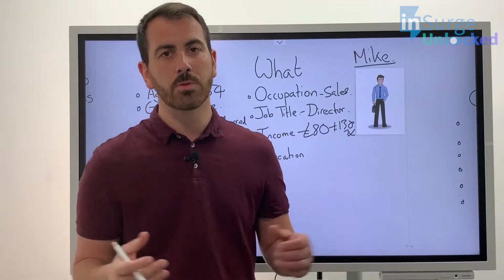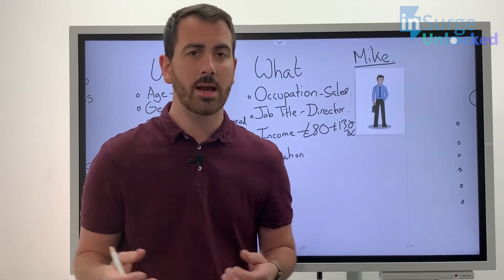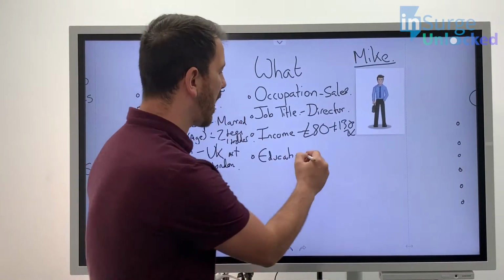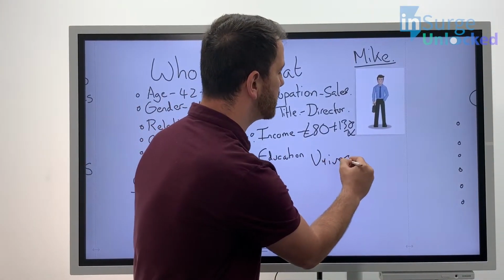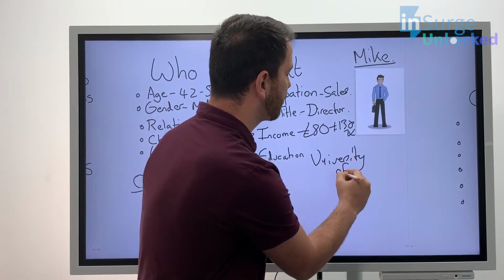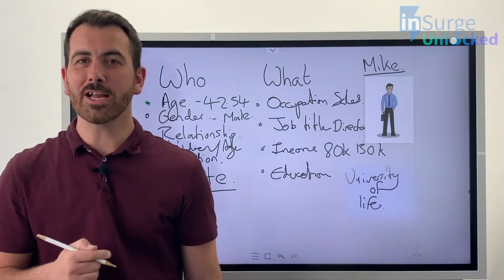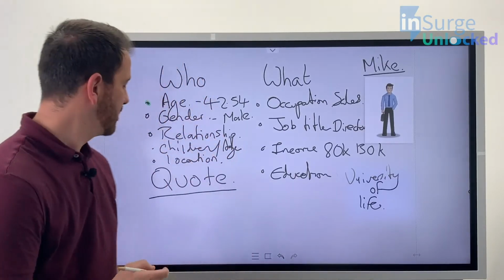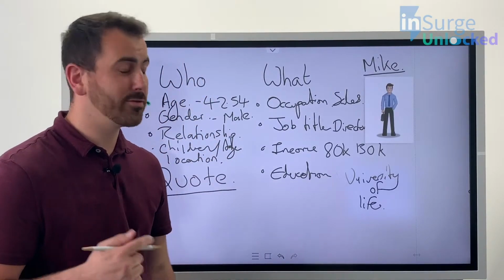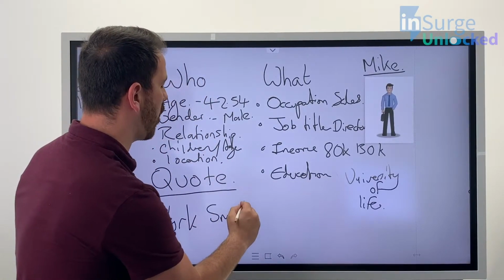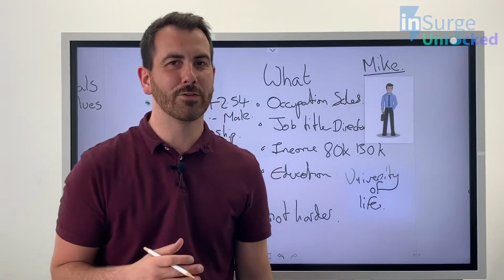So he probably did that from a young age, so it's highly likely that he didn't go to university, so I'm going to say University of Life. Quote. What's the kind of thing that Mike would say? Our belief, work smarter, not harder. That should give you a kind of idea of the kind of guy he is.